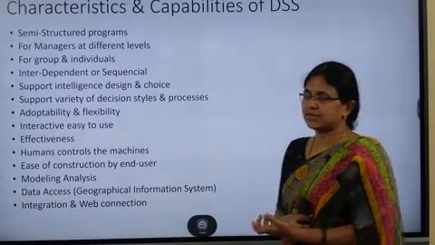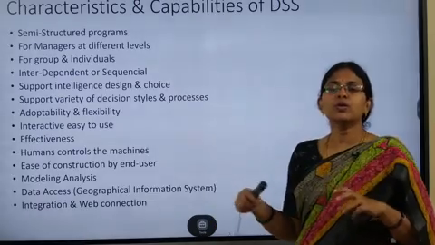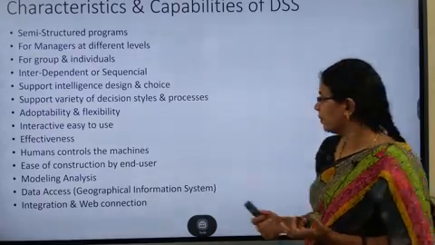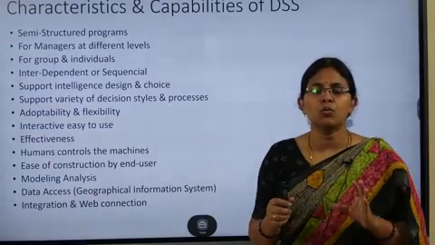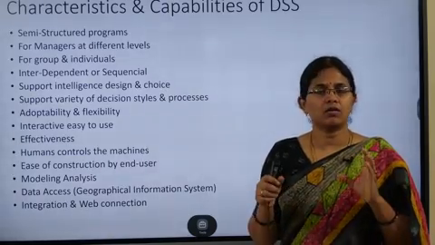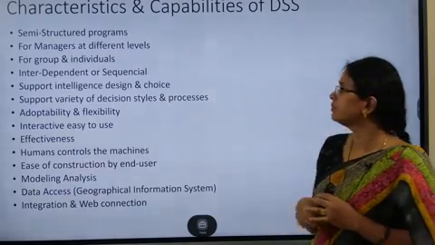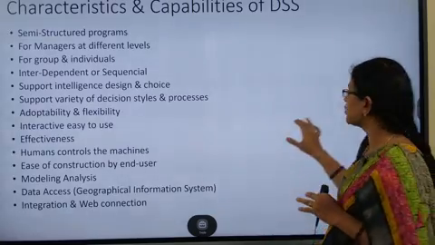And data access. By using GIS, geographical information system, you can get data from anywhere across the globe. And last one, integration and web connection. You can connect to the world, or to the people that you want, at any time, anywhere across the WWW, World Wide Web. So these are the main characteristics and capabilities of decision support systems.